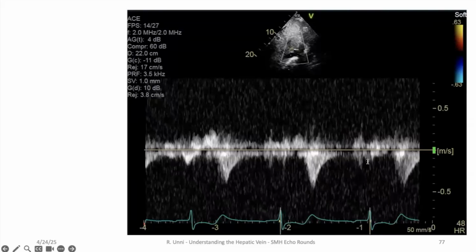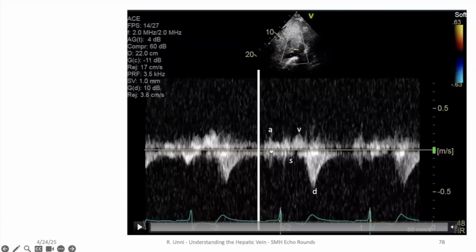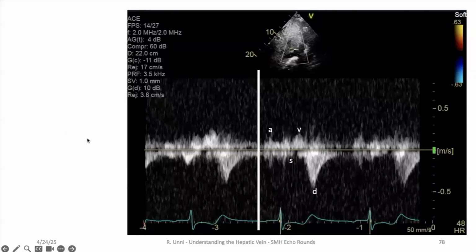Remember the principles. Look at the QRS, see something you recognize, draw a line. So here we go. This patient's in sinus. I'm going to draw a line right at the P wave. And now I'm going to look for something that looks familiar. You might see that, well, maybe that's an A wave. But if that's an A wave, and if this is a V wave, then for sure the S wave is significantly blunted, and the majority of antegrade flow is happening during diastole. So this is a very clear example of someone with significant RV dysfunction.